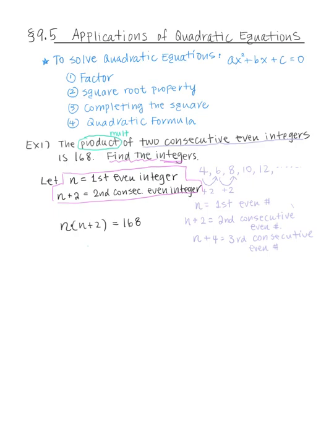Alright, so first what I'll do is I'm going to distribute the n to n plus 2 to get n squared plus 2n equals 168. And then I want to bring the 168 to the left hand side, so I'm going to subtract 168 to get n squared plus 2n minus 168 equals 0. Alright, so looking good. So is this factorable?